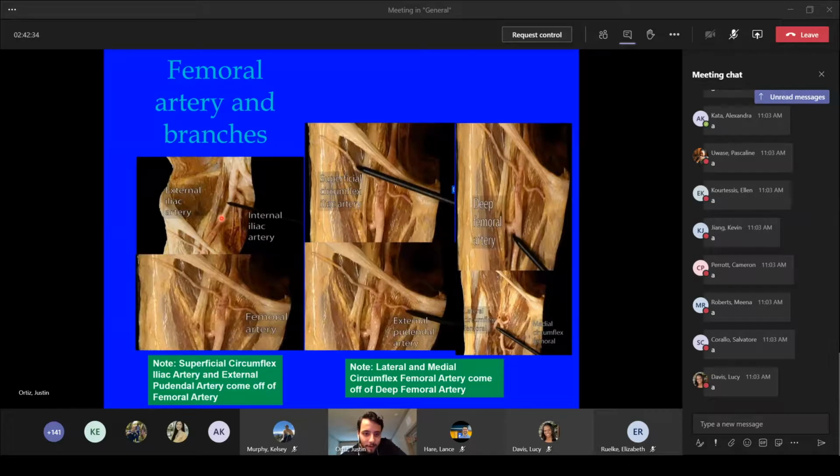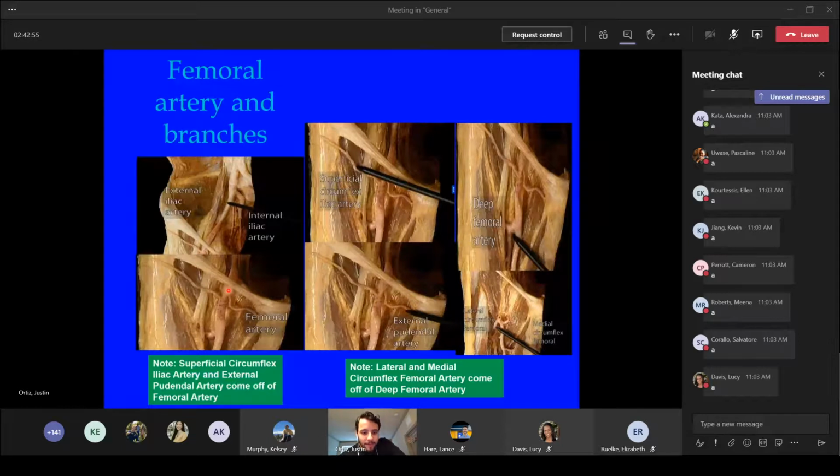This is going to be your external iliac artery. This is going to be your internal iliac artery right here. Right? So external, internal. Everybody see that? So internal iliac, external iliac. Right, so external iliac is then going to turn into the femoral artery, right? So if you keep going down here, it's going to turn into the femoral artery, right?